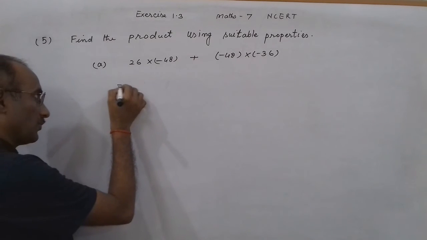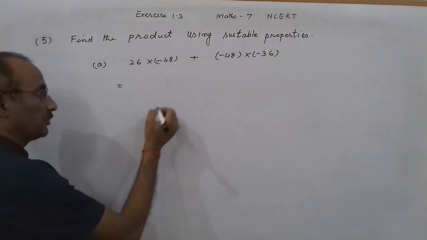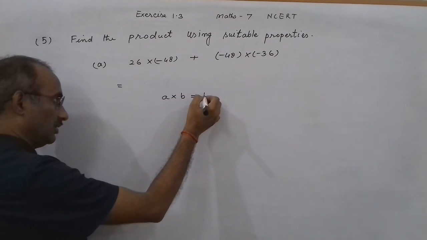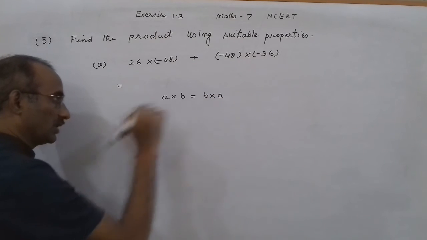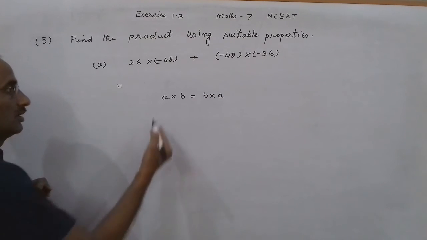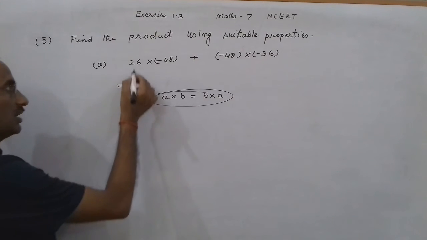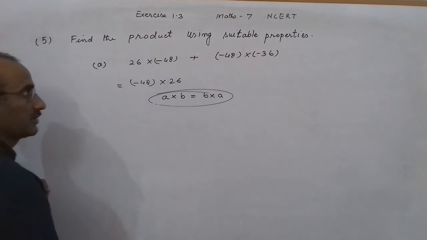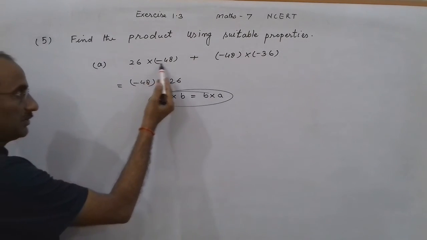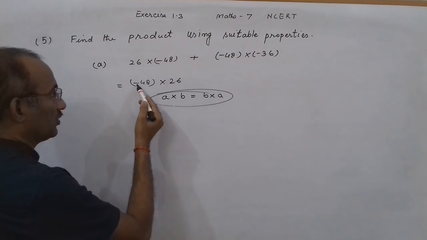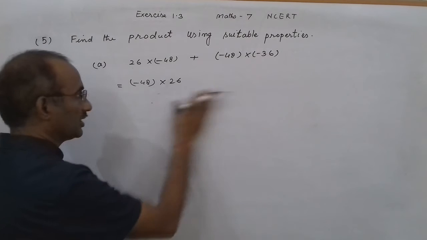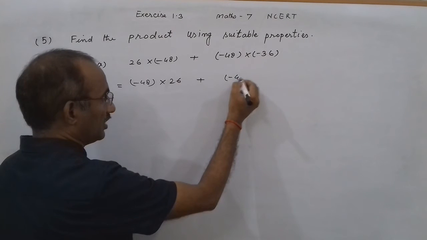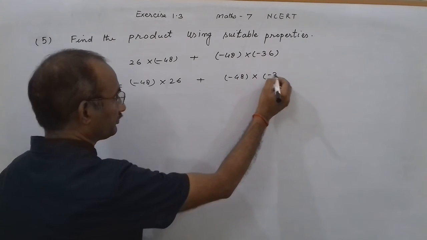So first of all we use commutative property. Commutative property says that if A into B then B into A, both the products are equal. So using this property you can write here minus 48 multiplied with 26. 26 multiplied with minus 48 is always equal to minus 48 multiplied with 26. So this is commutative property. And write the second term same to same.